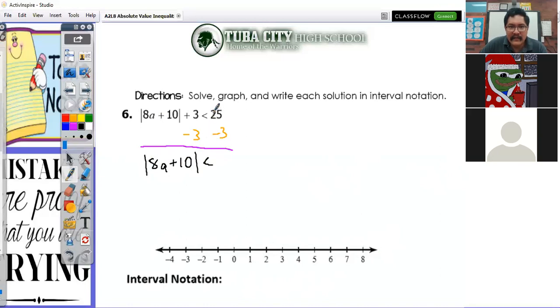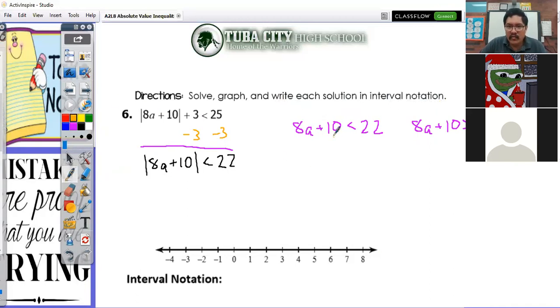less than 25 minus 3 is 22. Now I can go ahead and create my two cases now that the absolute value is isolated. So 8a plus 10 less than 22. All right, those 2's are a little bit weird looking, so let me fix those. And again, I'm going to just see if I can cut and paste it so I can save myself a little bit of writing. Now I just got to make sure that this is negative and flip the sign. So let me just flip this here and make it negative.